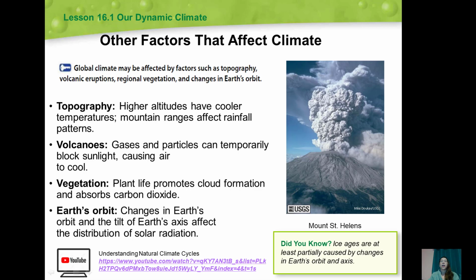Next, we're going to take a look at other factors that affect climate. Other factors besides the sun, atmosphere, and the oceans can also affect climate. Four of these factors are topography, volcanoes, regional distribution of vegetation, and changes in Earth's path around the sun. Either before or after we talk about these in detail, you can take a look at the YouTube video, Understanding Natural Climate Cycles.